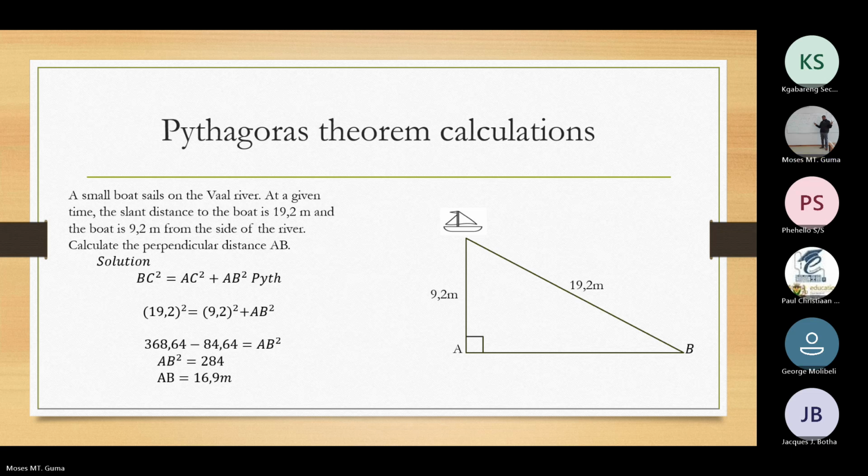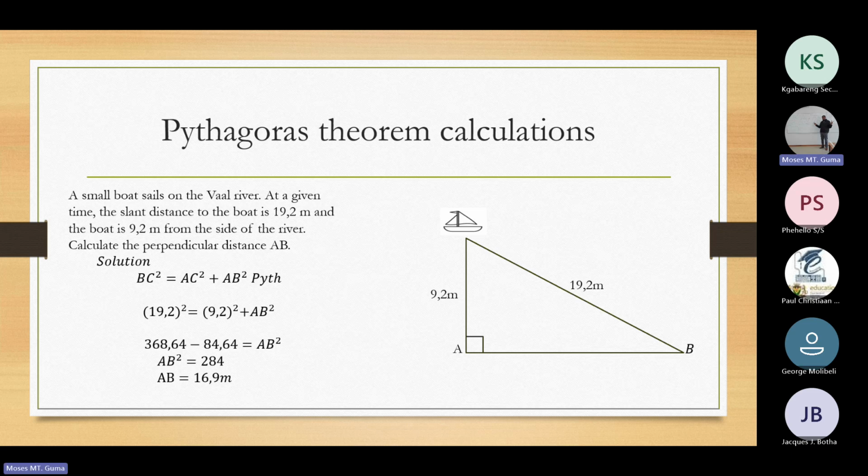Now, when we simplify these, this is what we get. 19,2 all squared is 368.64, minus 9.2 squared, which is 84.64. Remember, now you have to group them by taking the 9.2 squared to that side, and it changes from positive to negative. All right. Now, when we subtract the two, we get 284, but that is AB squared, not AB.